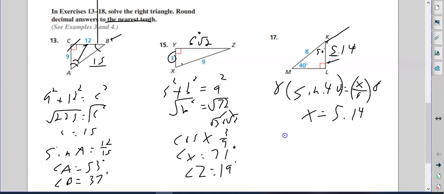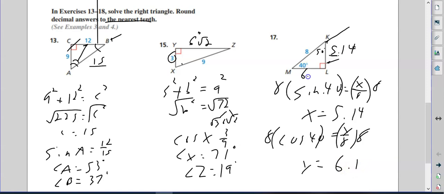And then now I'm just going to do cosine of 40. I could have used the 50. It doesn't really matter. Cosine of 40 is y over 8. I'm just doing this one because it's easier math. You just multiply both sides by 8, and I get y is 6.1, which again makes sense for 2 reasons. It's less than 8, but it's opposite the 50, which is bigger than the 40. So this side should be bigger than 5.14.